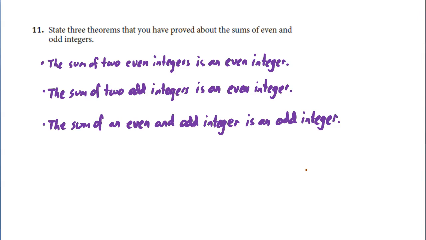Number 11, state the 3 theorems that we've proved about the sums of even and odd integers. And so here they are. They are those 3 conjectures we have made earlier that we used deductive reasoning to prove. So we went beyond what inductive reasoning was capable of, looking at a few examples. We've actually used both a geometric proof and an algebraic proof to show that these theorems are true.